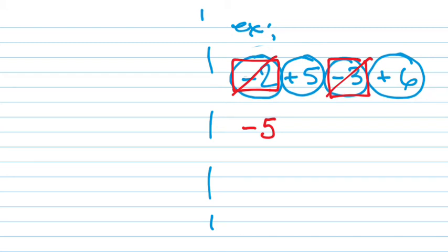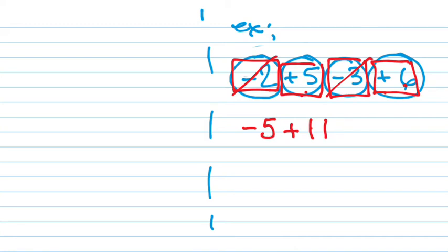Right? Now let's do the same thing, but with the positives. So the +5 and the +6. So the 5 is positive, the 6 is positive. So the signs are the same, so I'll keep the sign. So I'm going to have a positive. And what do I do to the numbers? Add them, so it's +11.